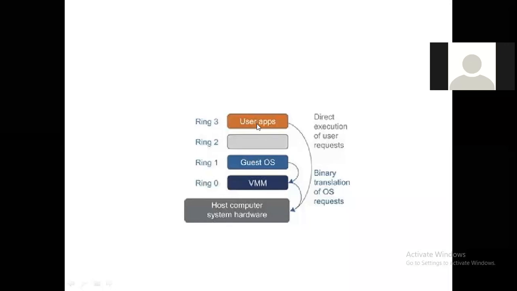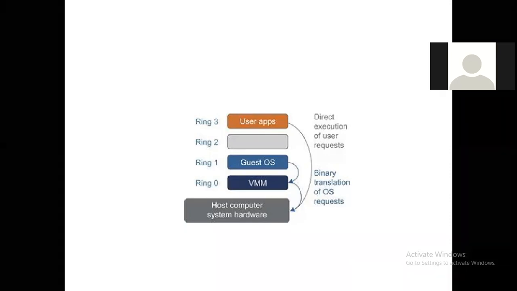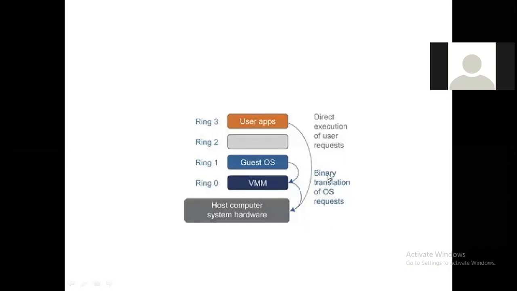This is the explanation, guys. Ring 3 is for user applications and ring 2 is for future purposes. Ring 1 is for the guest operating system. Ring 0 is for the virtual machine monitor. The bottom one is the hardware. Direct execution is for user applications. The binary translation is done by the virtual machine monitor. Those requests come from the guest operating system. After receiving them, the virtual machine monitor traps those and emulates those instructions into safe instructions, which are executed on the hardware. This process we call binary translation. Both are included in full virtualization.